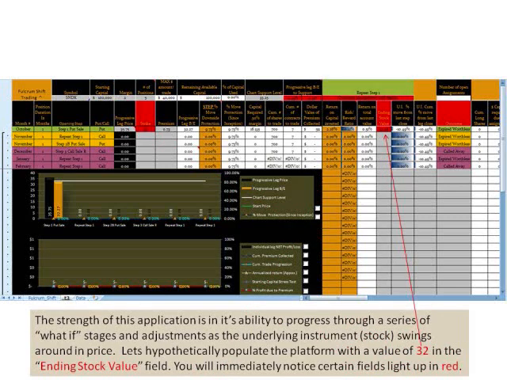The strength of this application is in its ability to progress through a series of what-if stages and adjustments as the underlying instrument, in this case a stock, swings around in price. Let's hypothetically populate the platform with a value of 32 in the ending stock value field. You will immediately notice certain fields light up in red.